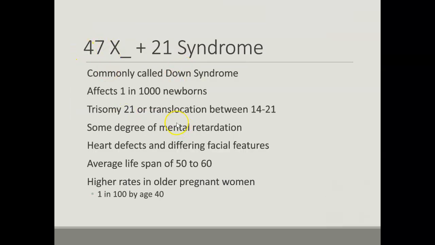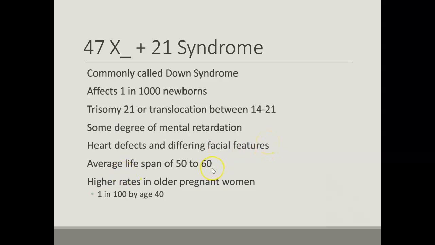So we talked about this. This particular one is Down syndrome. It affects about 1 in 1,000 newborns. It's a trisomy for 21. It also could be caused by a translocation between chromosomes 14 and 21. Again, this term is here, and I'm just realizing that, which is why I need to update these slides. I don't like the use of that term, but there are some reduced mental capacities for these individuals, heart defects, and potential facial features that are different.